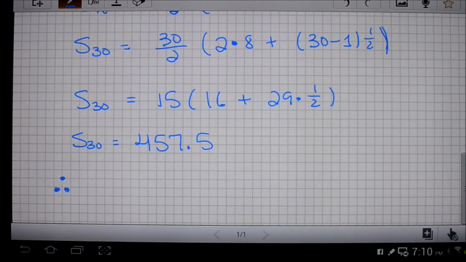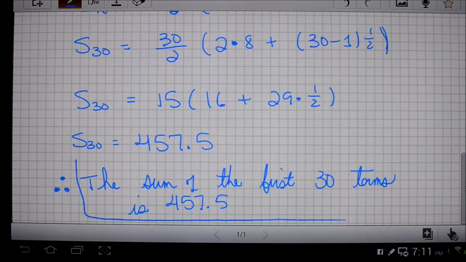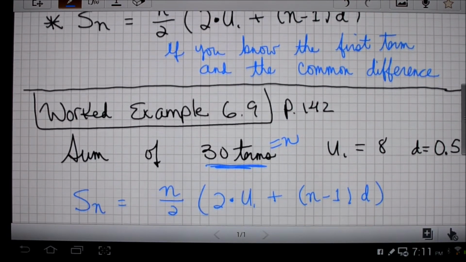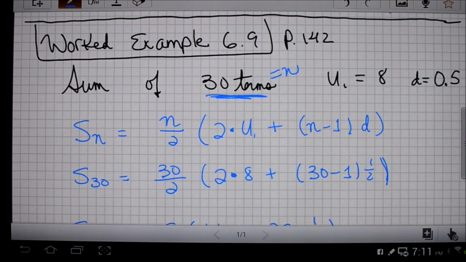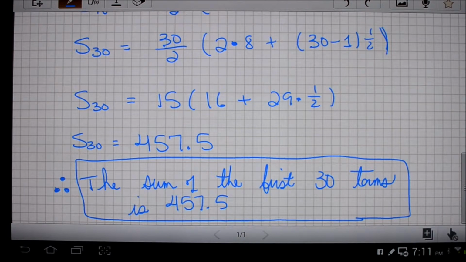So therefore, the sum of the first 30 terms is 457.5. You're probably wondering, how in the world is there a decimal? The reason we have a decimal is because we're adding 0.5 each time. So every other number is going to be a 0.5, basically. So we just happened to get one that was a 0.5, so that's why.